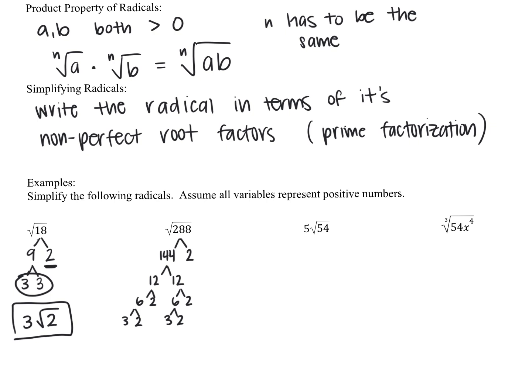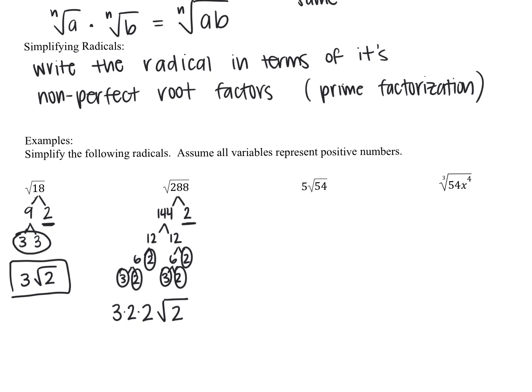So now I'm looking for groups of 2 of the same number. So they don't have to be off of the same branch. So look here, I have a group of 3s here, and I have a group of 2s. And then I have another group of 2s here. So I have a group of 3 and 2 groups of 2. So if I have multiple numbers that are going to come outside my radical, I multiply them together. So I have 3 times 2 times 2. And then underneath my square root, I still have this lonely 2 from up top. So 3 times 2 is 6, times 2 is 12. So I get 12 square root 2.